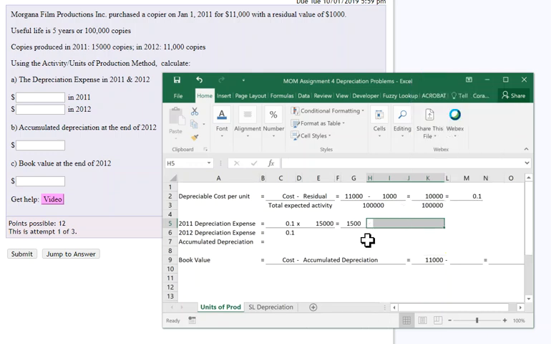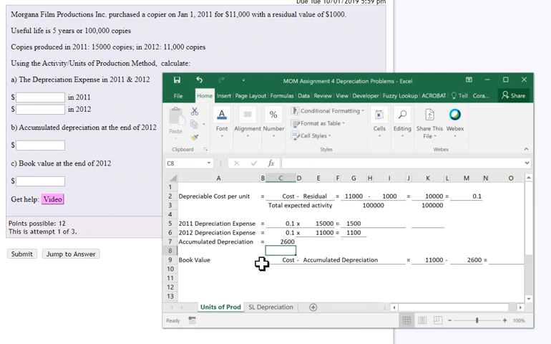Clear contents. Okay. Let's do the same thing now in year 2. We've got that depreciable cost per unit. I will carry this down, but we need to change the amount to 11,000 copies in 2012. So that gives me $1,100 worth of depreciation. And again, my accumulated depreciation is just all my depreciation that's been incurred to date. So I add those two together, I get $2,600.